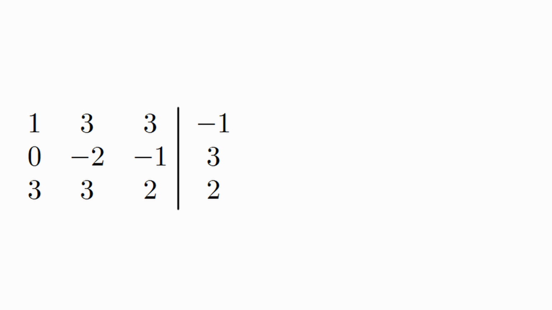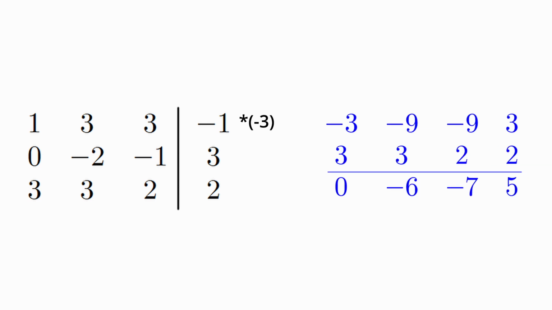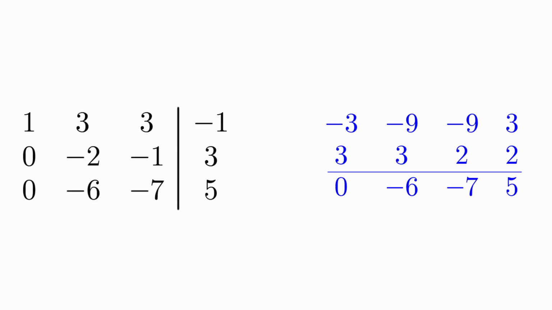Now, we do the same thing for the third row, multiplying the first row by -3, and then adding them so we get a 0 here. And, as we did before, we replace the third row with this new one, while the first row stays the same.